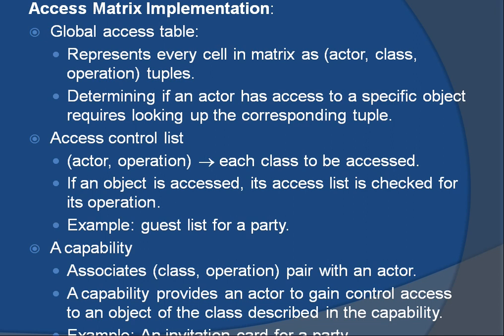The third option is that we can implement the access matrix as a capability. It associates a class and operation pair with an actor. With every actor, it will indicate the association to a particular class, as well as what sort of operation will be carried out. A capability provides an actor the ability to gain control access to an object of the class described in the capability. For example, an invitation card for a party.